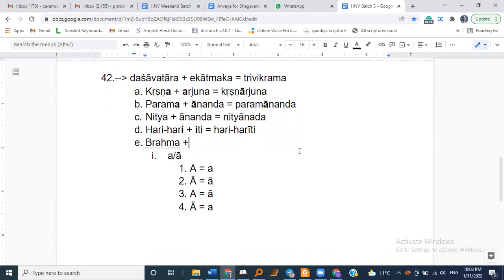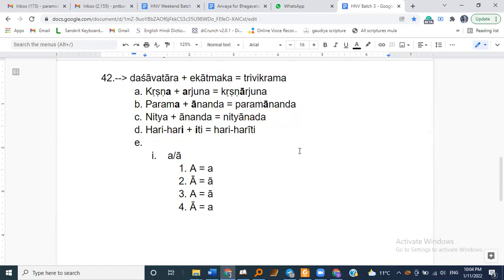Brahma Yukta Iti. In this case, this A is a Dashavatara, right? Okay, now is this I an ekatmaka of A? No, it is not. So this example won't fit here. So we'll remove it, since this I is not an ekatmaka of A.